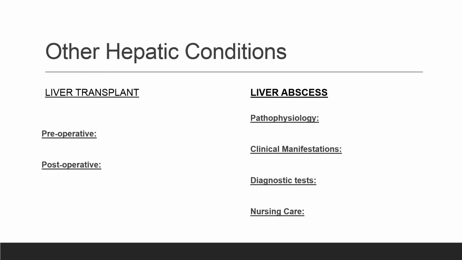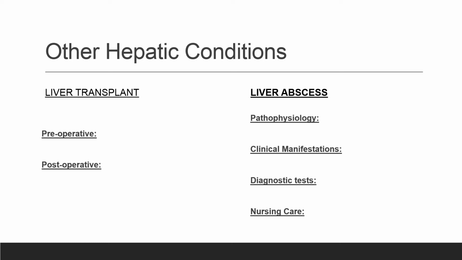When caring for someone who has had a liver transplant, preoperatively, you should provide education, support the client and family. You want to help treat malnutrition, fluid and electrolyte imbalances, massive ascites that the patient may have experienced or currently is experiencing prior to the transplant.